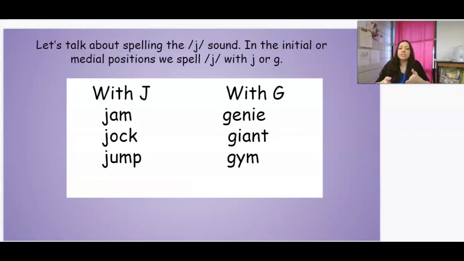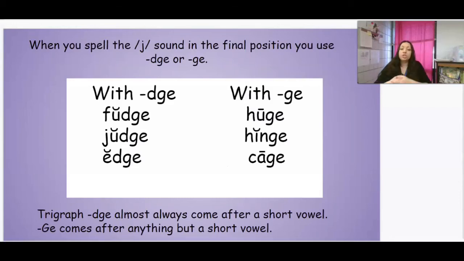All right, so let's talk about spelling with the J sound. In the initial or medial positions, we spell J with J or G. Remember, it can be J or G. Remember, we spell it with the J if it's in front of the A, the O, or the U, like jam, jawk, or jump. Remember, it's the same thing as soft C and hard C. It's the same thing there. We spell it with a G if it's in front of an E, an I, or a Y, like genie, giant, or gym.